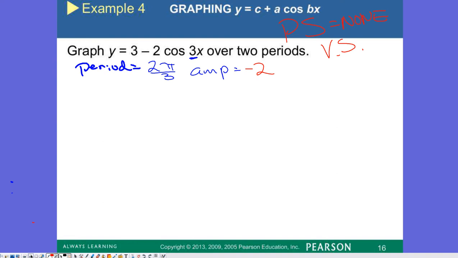So that one's going to be, so my vertical shift is 3. This has to do with my Y values. It doesn't have to do with my X's, so it doesn't change anything I do with these things. I do my period, I do my amplitude.